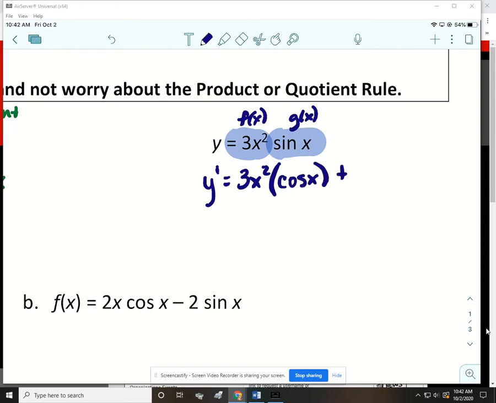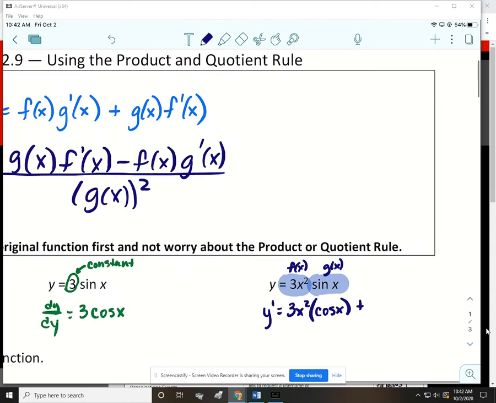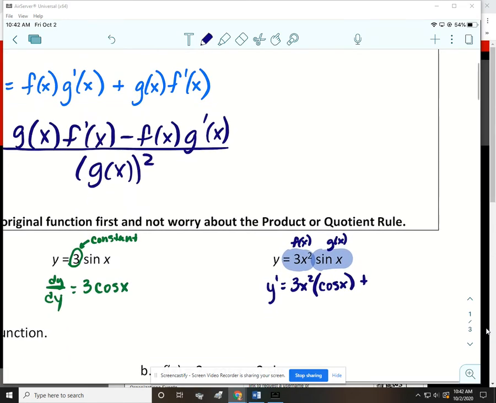All right, and then plus, let's see if I can fit it all. All right, then we're going to leave g of x alone. So sine of x stays like it is. And we're going to multiply it by the derivative of f. So that's going to be 6x.